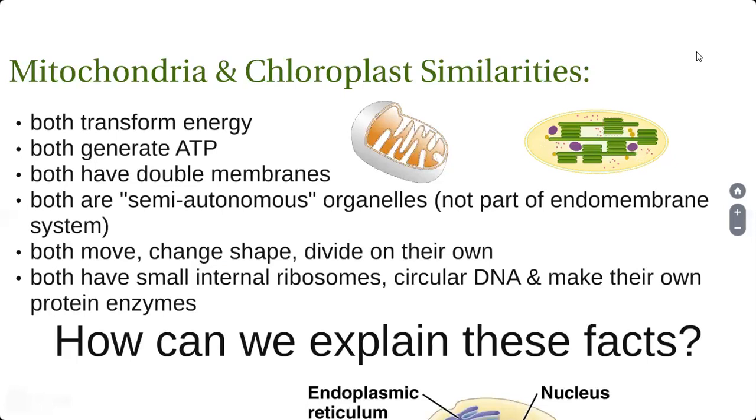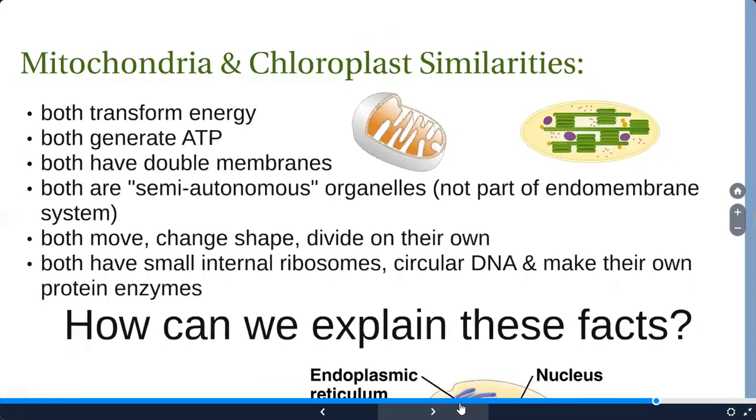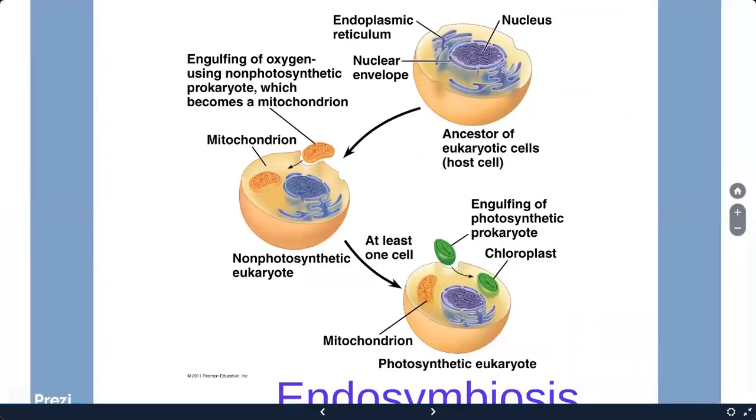They're both what he calls semi-autonomous organelles. So they reproduce on their own independent of the larger cell, have their own DNA, they make their own proteins, they have their own ribosomes. And how this is explained is, once again, going back to the endosymbiotic theory.